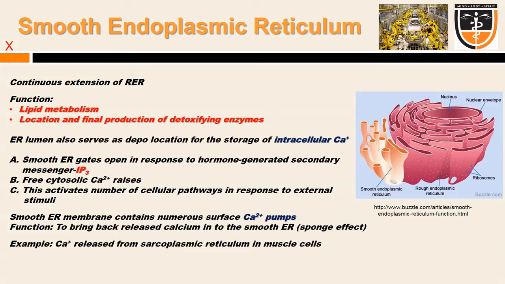And now, importantly, the surface of smooth endoplasmic reticulum contains a lot of calcium pumps. What does that mean? That means that the calcium that is released from smooth endoplasmic reticulum will eventually be pumped back into the smooth endoplasmic reticulum at the end of the signal, at the end of the contraction, for example, in cardiac myocytes. So that is one of the characteristics of the smooth endoplasmic reticulum. It acts as a sponge for calcium. It holds the calcium, releases it, stimulates it, and puts it back in.